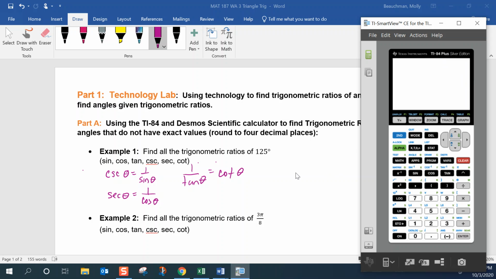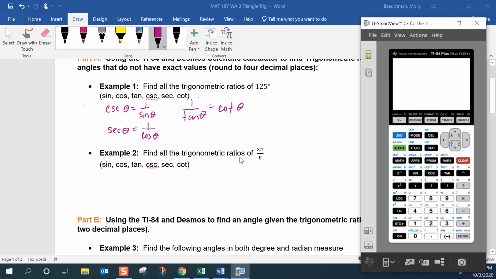So the next item we're going to look at is how do you find all the trigonometric ratios of 3 pi over 8? Now this one is given in terms of radians instead of degrees, so we have to go to mode, down to radians, hit enter, quit, and we're going to do exactly the same thing. We're going to type them in exactly.